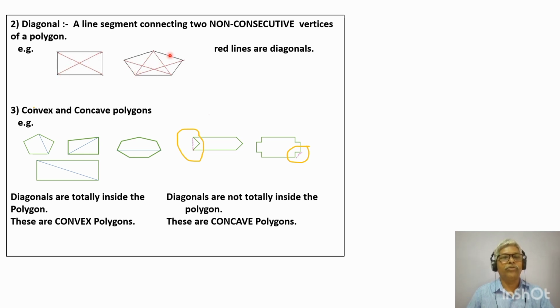See here, it will be clear from here. These and these are non-consecutive, so this is the diagonal. This is the diagonal. This is the diagonal. That means the red lines are diagonals. So now you know what a diagonal is.